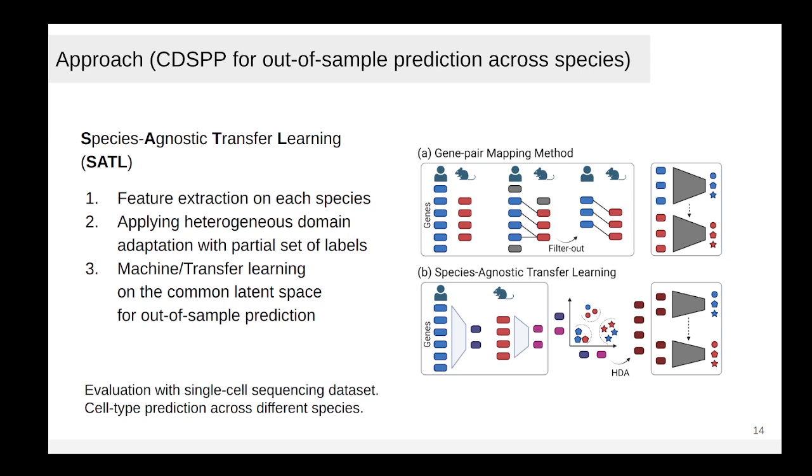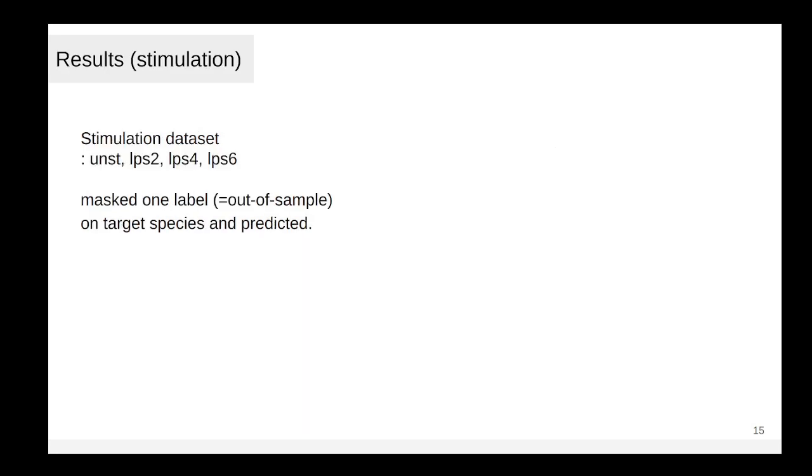So here is our overview of species-agnostic transfer learning. At first, we have to extract features from each of the species. After that, we apply a heterogeneous domain adaptation method with a known partial set of labels on the 2 different species. And after that, we can find a common latent space, and we can analyze the data of those 2 different species in that common latent space. We're going to evaluate our method with single-cell sequencing data, and the main task is cell type prediction across different species.